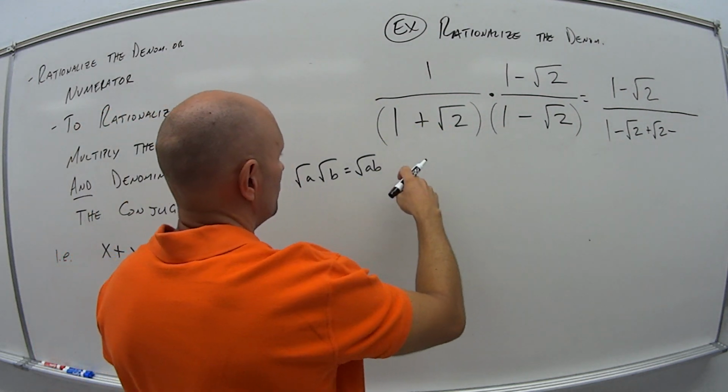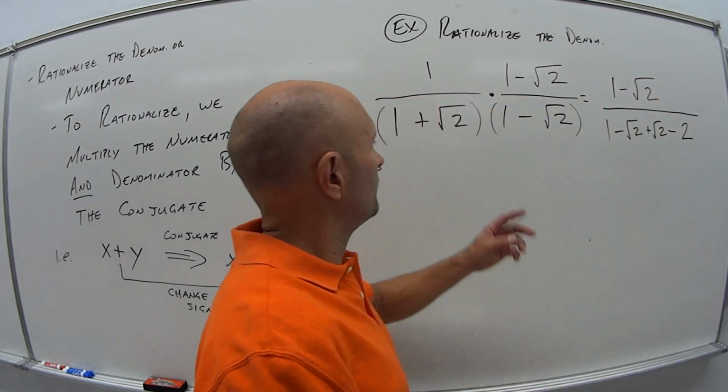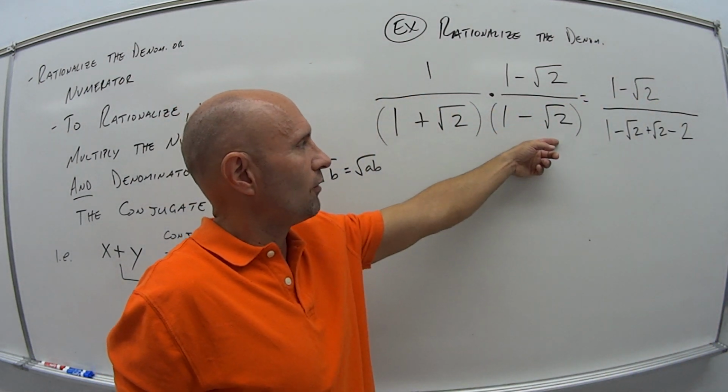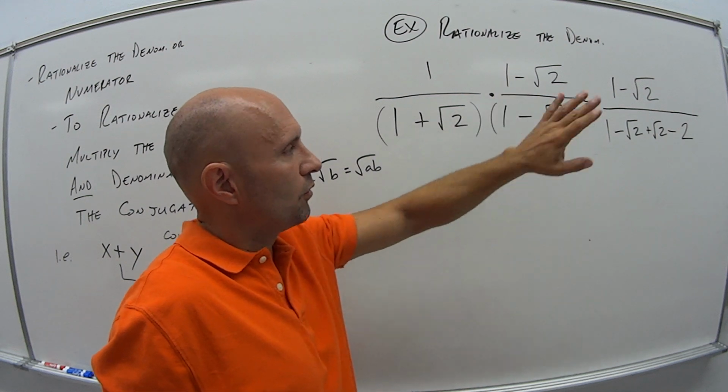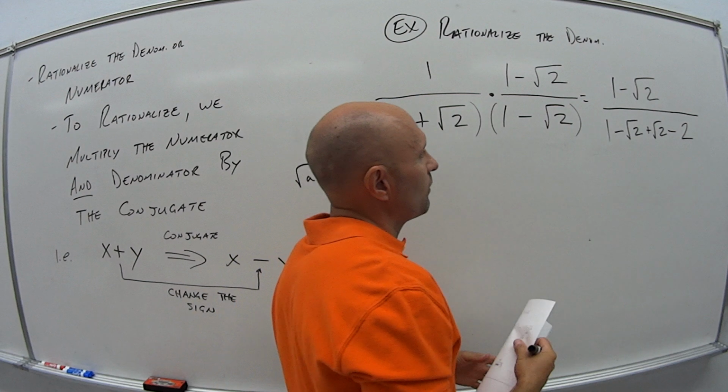So 2 times 2 is 4. Square root of 4 is 2. So essentially, because we're multiplying by the same radical, the square root symbol goes away and we're left with the number underneath. Now when we go to simplify, what happens?